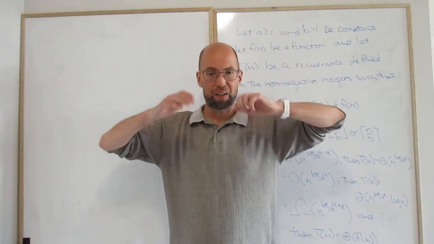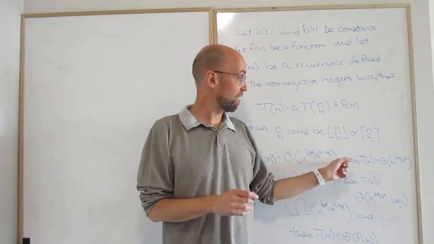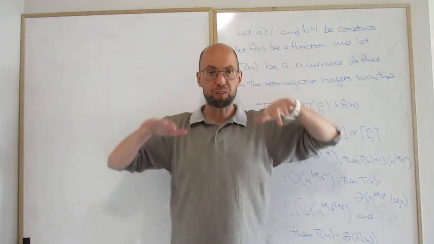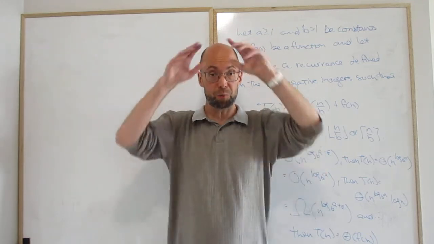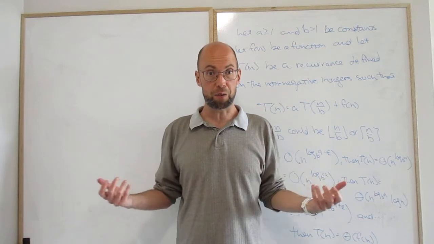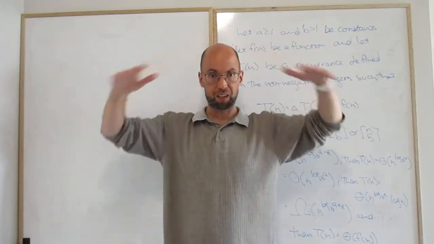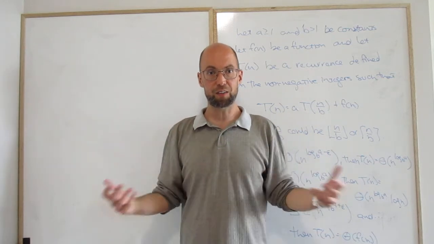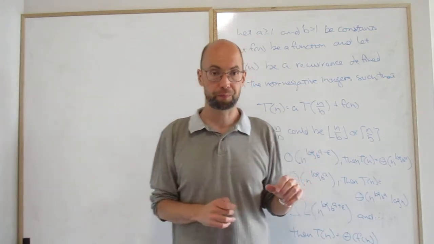Okay, 1 minute. In this case, the weight is at the leaves. Most of the work in this tree is going to happen at the leaves because you're subdividing fast enough that the work is down at the bottom, because the tree is getting fat. There are a lot of leaves, and the work is down at the leaves.